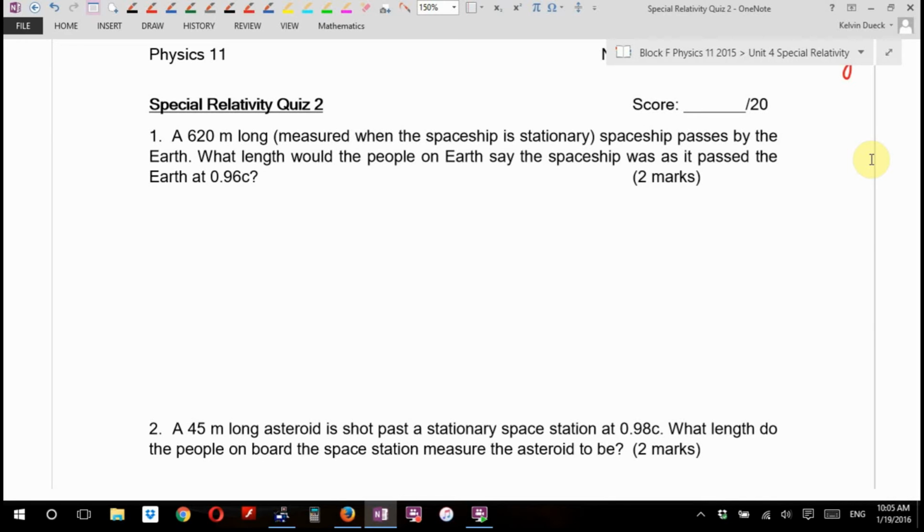Well, length. Is this asking me to find L or L0? So I'm going to write down L equals question mark. So that must mean they gave me the original length, L0, the original length. 620 meters.